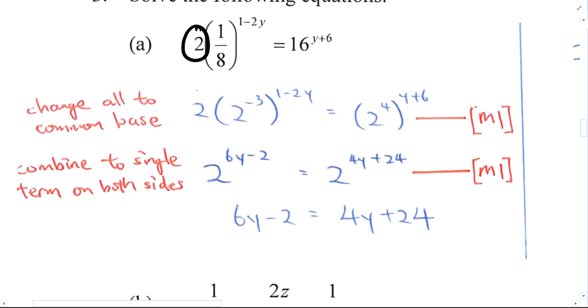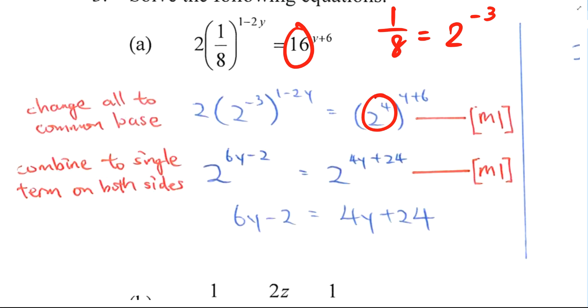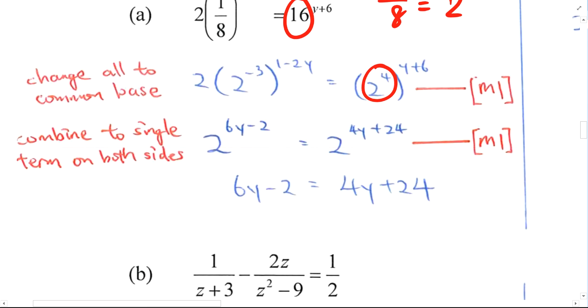Okay, 2 stays as it is. I've got 1 over 8. 1 over 8 is the same as 2 to the power of negative 3. That's what we did. Power stays the same. We're not touching it yet. I just want to change everything to the same base. 16 becomes 2 to the power of 4. Everything is the same. Once you manage to do that, you get 1 mark. Now we just need to combine the powers. The easy one is on the right hand side of the equal sign. 4 times y, you get 4y. 4 times 6, you get 24. That is on the right hand side.